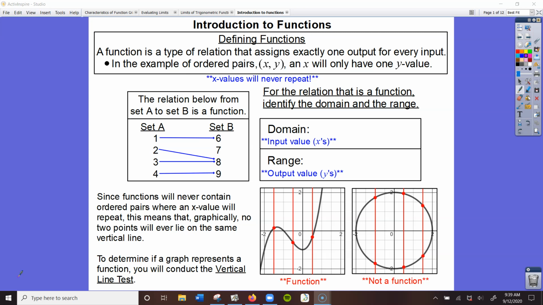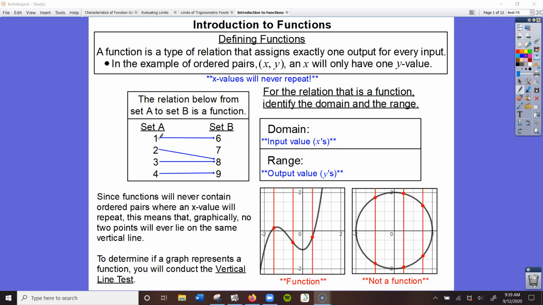Hello everyone. Today we're going to look at various parts of functions. So first we're going to define what a function is. A function is a type of relation that assigns exactly one output for every input. So this means that one x value will have exactly one y value.